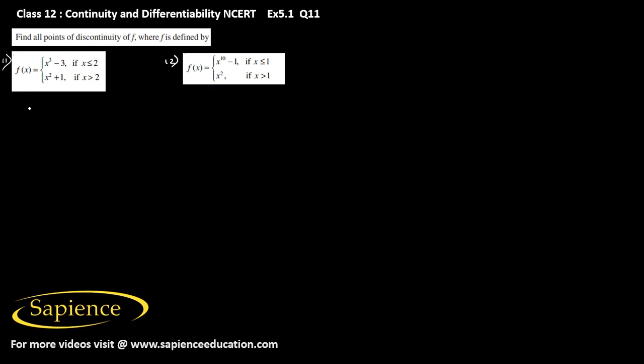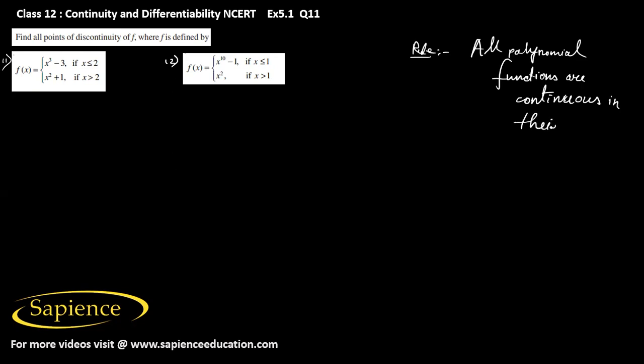So here, as we know that all polynomial functions are continuous. In both the questions, we have to use the rule that all polynomial functions are continuous in their domain. All polynomial functions are continuous in their domain. So it means that for x less than or equal to 2, x cube minus 3 is a cubic polynomial. So it is a continuous function.